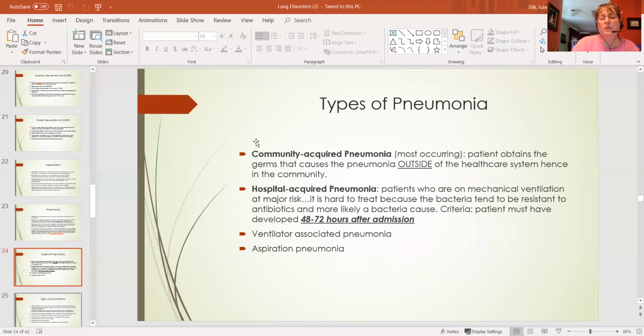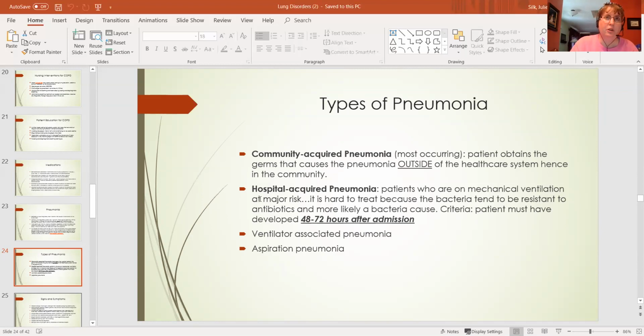Okay, so this is something I want you to pay attention to. There's a difference between community-acquired and hospital-acquired pneumonia. Community-acquired means that the person gets this germ from outside of the hospital system, in the community somewhere.